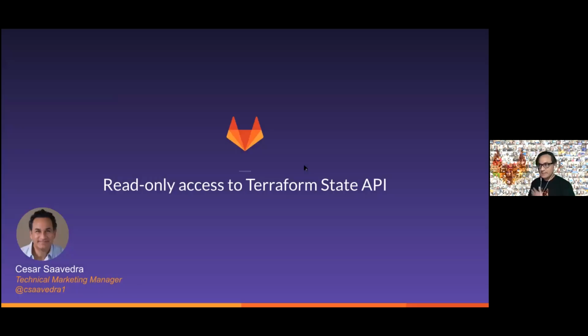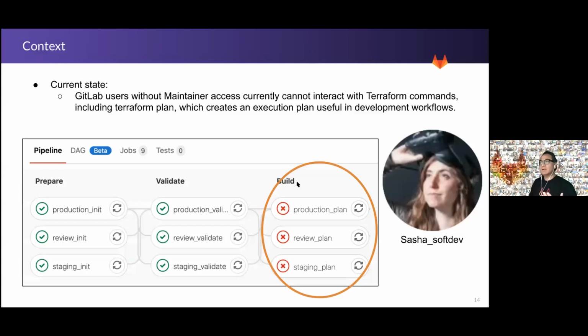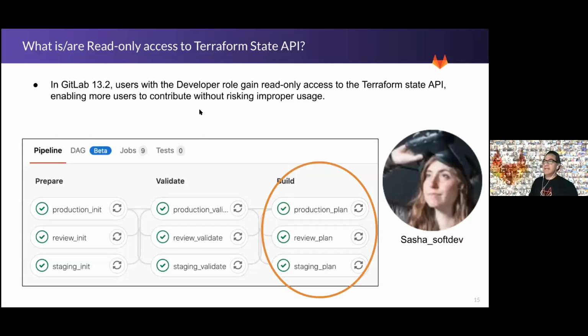The second one is read-only access to the Terraform State API. Before the latest release, you could not execute Terraform plans if you did not have maintainer access to the project. Sorry about that. So in this release, if you're a developer, you now have read-only access to the Terraform State API, which allows you to run the Terraform plans as a developer.